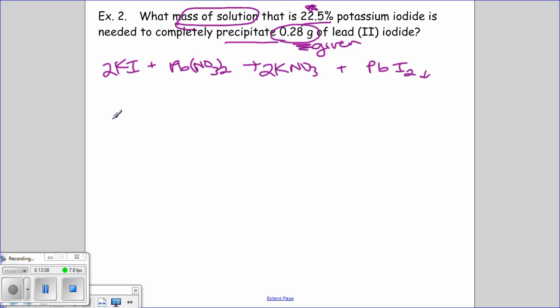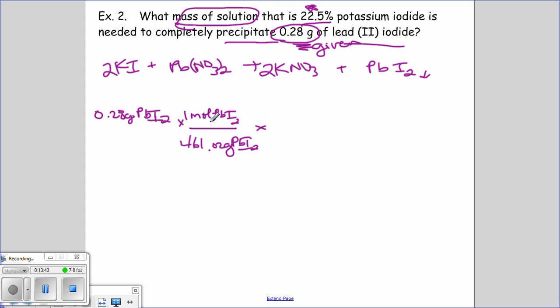Okay. I'm going to start with our given of 0.28 grams of PbI2. And the reason I'm using this is because it says precipitate, okay, of lead 2 iodide. And then I know that I really can't use grams initially. I need to go ahead and convert to moles. Usually that's going to be our first step. So 1 mole of lead 2 iodide has a molar mass of 461.02 grams of lead 2 iodide.